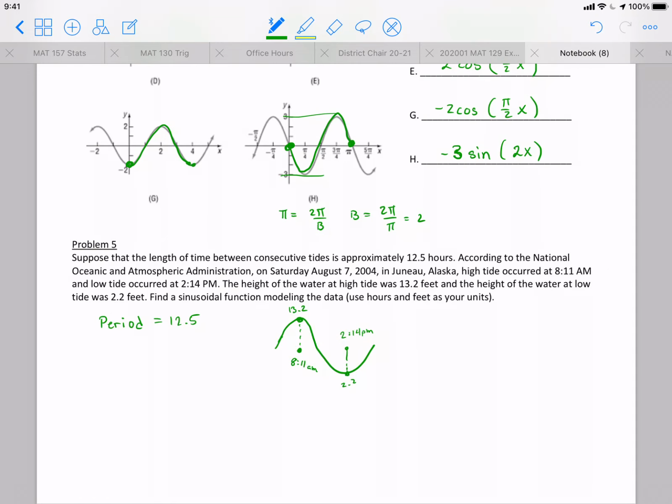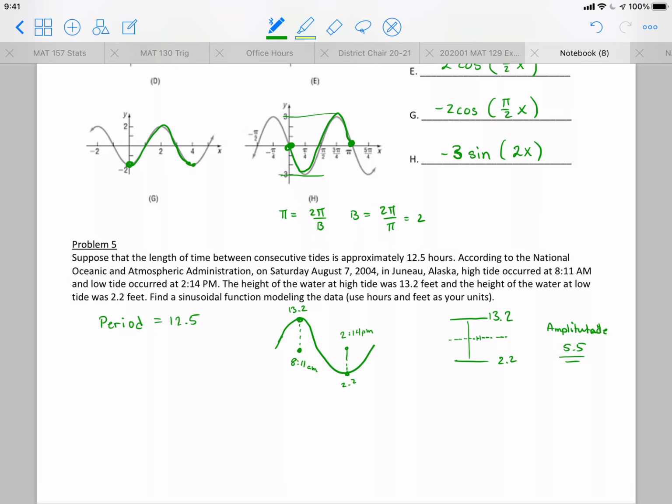So we got all sorts of good stuff going on here. First of all, I think it's easiest if we think of 13.2, 2.2. So what's the gap here? The gap is what? 11, right? So there's a gap of 11 here. Amplitude's half of that. So the amplitude would be what? 5.5.